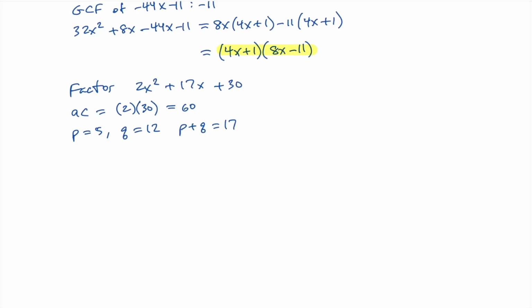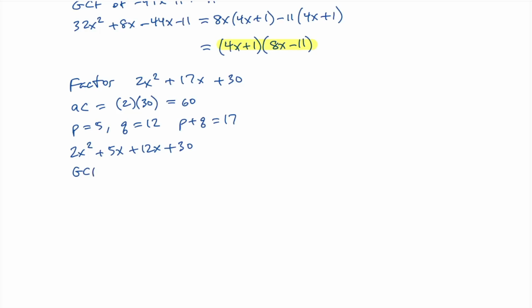And so we rewrite. We've got 2x squared plus px, so plus 5x, plus qx, so plus 12x, plus 30. Okay, we need the greatest common factor of the 2x squared plus 5x. We can factor an x out of each term. Greatest common factor of 12x plus 30. Okay, for this one, we can factor a 6 out of each.